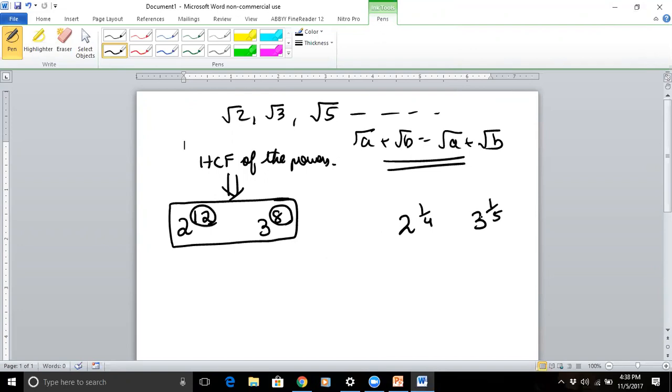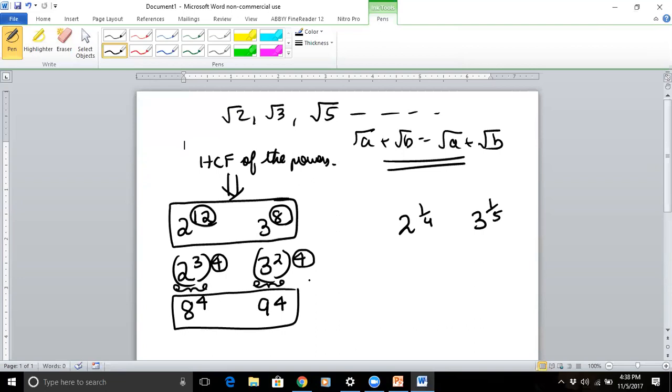Now, what is the HCF, the highest common factor, of 12 and 8? It is 4. So I can rewrite this as 2 cube to the power of 4, and I can rewrite this as 3 square to the power of 4. So I'm keeping the exponent equal. Now I just need to compare the bases to comment on which term is greater and which is lesser. So this can be written as 8 to the power of 4, and this can be written as 9 to the power of 4. So the rule is, whenever you need to compare numbers with integer exponents, you always take the HCF of the powers and make the powers equal. Once you make the powers equal, all you have to do is compare the bases.